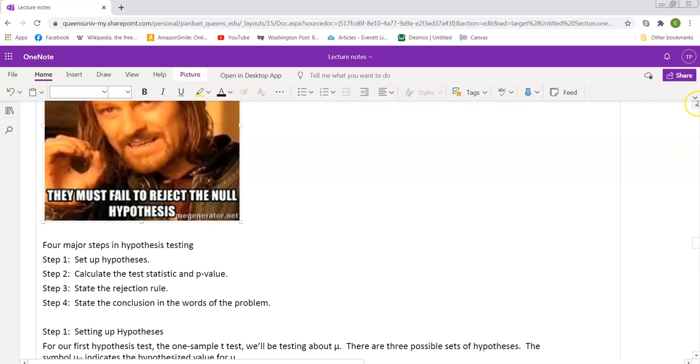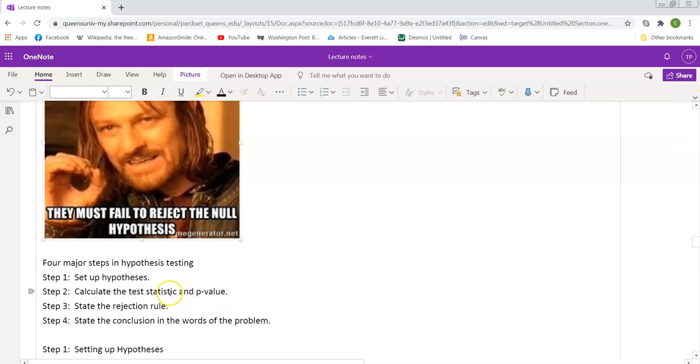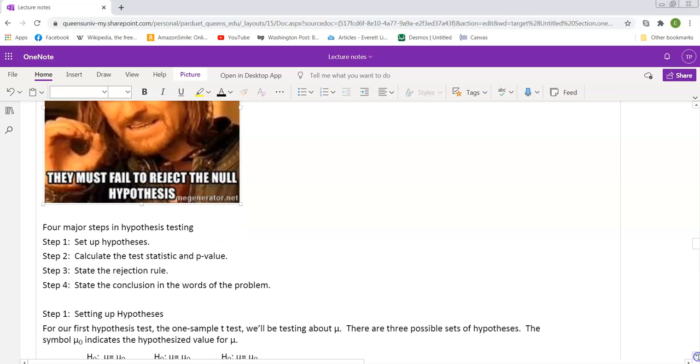There are four steps in hypothesis testing. We're going to go through each one of these in great detail. In today's lesson, we're going to look pretty closely at steps 1 and 4, and in the next class, we're going to look at steps 2 and 3. We'll do a little bit of 2 and 3 today. You have to first set up the hypotheses, meaning determine what your null hypothesis is and what your alternative hypothesis is.